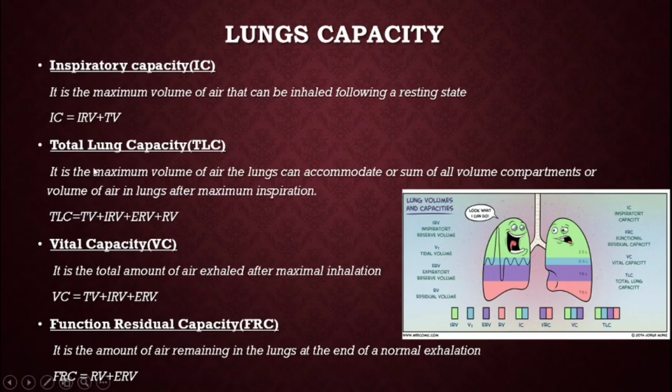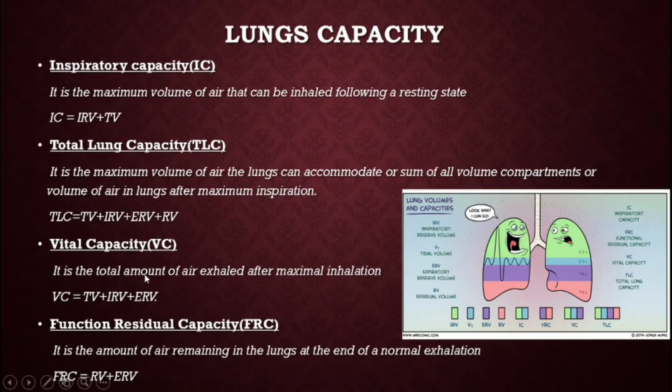And what is total lung capacity? You know that the total lung capacity is the maximum volume of air the lungs can accommodate, or the sum of all the volume compartments, or the volume of air in the lungs after the maximum inspiration. So total lung capacity is the sum of tidal volume, residual volume, expiratory reserve volume, and the inspiratory reserve volume. And what is the vital capacity?